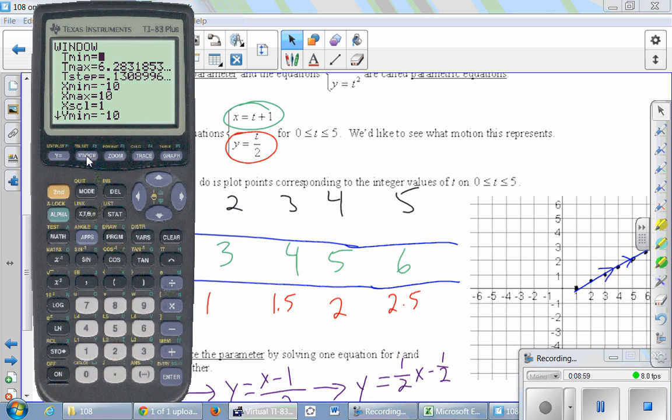Let's go into the window. Instead of going 0 to 2 pi, let's go 0 to 5. Again, the window is different now. It has a t min and a t max. So let's go 0 to 5. The step size just tells you how often it's going to put a dot. The smaller the step size, the more accurate the graph, but the slower the graph will go. 0.1 is probably fine. X min and X max, let's try negative 6 to 6, just so it really looks like the one that we've got here.